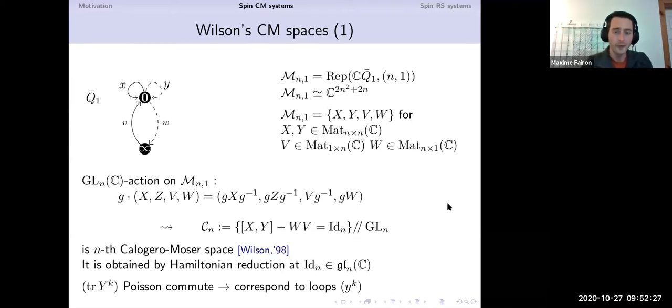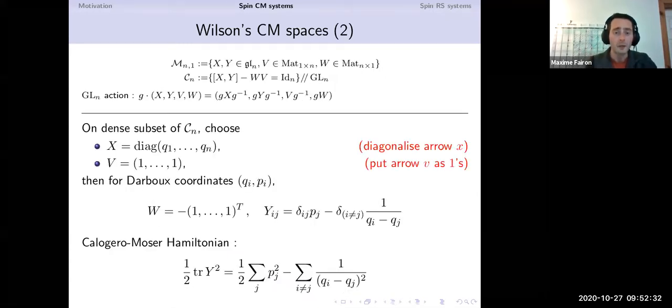So this is for a first connection to quivers. Now let me just briefly explain why this is called the Calogero-Moser space. The idea is that on a dense subset of this space obtained by Hamiltonian reduction, you can put x in diagonal form with distinct eigenvalues, and you can assume that the covector v is just made of a bunch of ones. And this basically is fixing your gauge action up to a residual finite action by permutation.